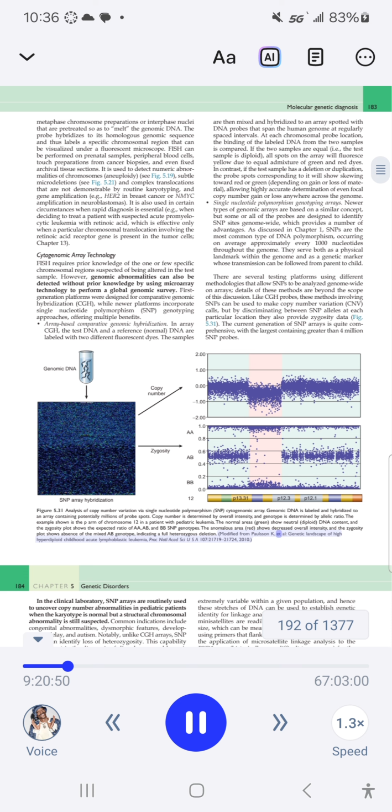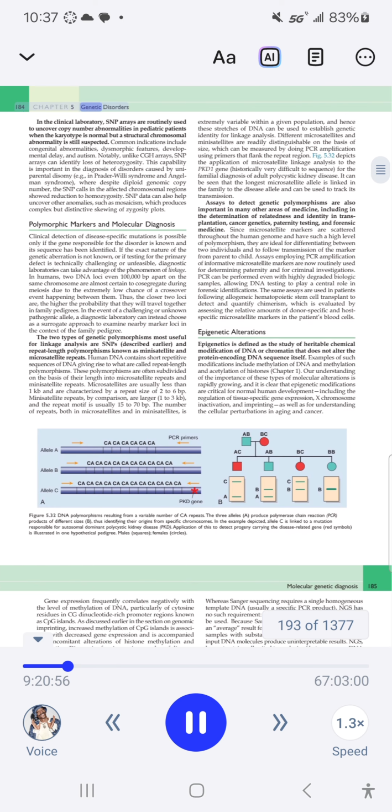Modified from Paulson K. et al. Genetic landscape of high hyperdiploid childhood acute lymphoblastic leukemia, Proceedings of the National Academy of Sciences USA, 2010. Chapter 5, Genetic Disorders.